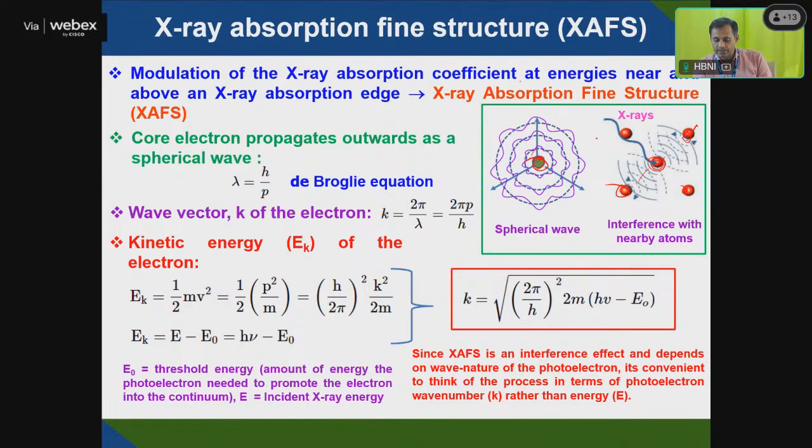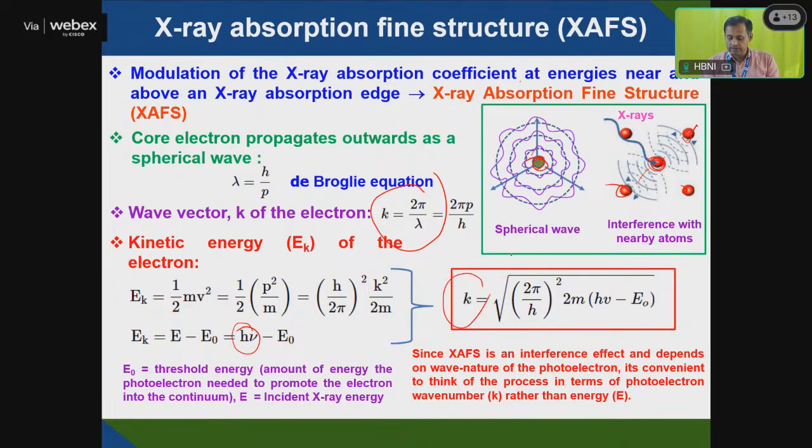Because the whole X-ray absorption technique is based upon interference, whether it is a single atom or a multi-atom interference, you will see the fine structure absorption changes. Like the core electron propagates in spherical waves. As you know, that wave is generally expressed in wave vector k equal to 2 pi by lambda, and kinetic energy equal to that. You can use this equation to find E kinetic equal to the photon energy you apply, h nu, minus E0, the original energy. So k is expressed as the square root of 2m(h nu minus E0) divided by h-bar.